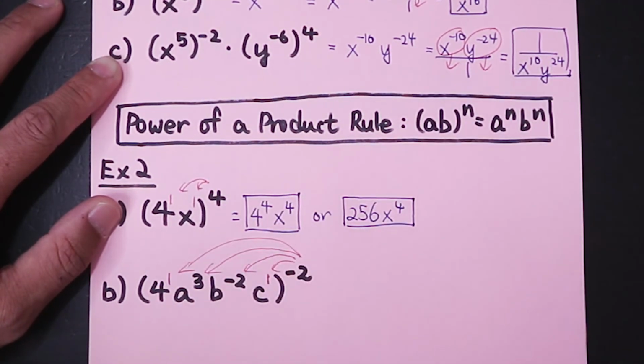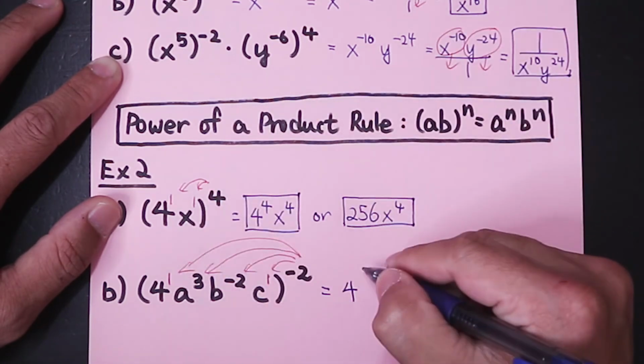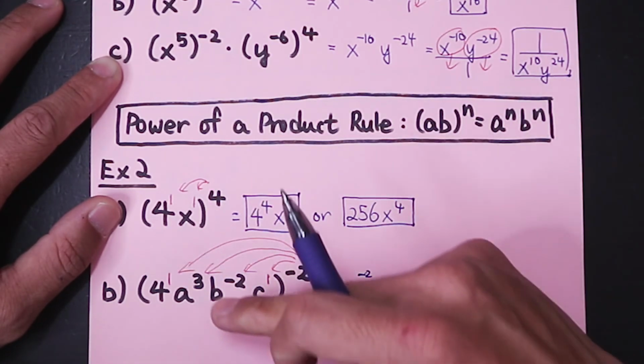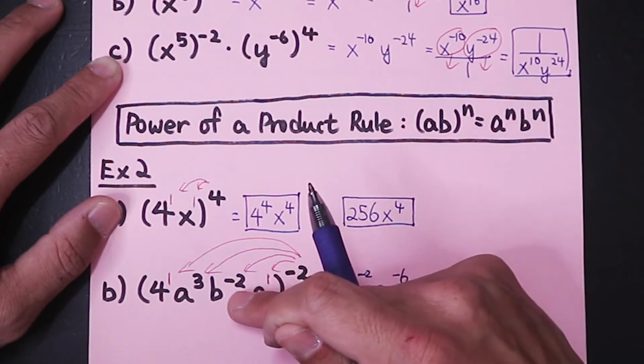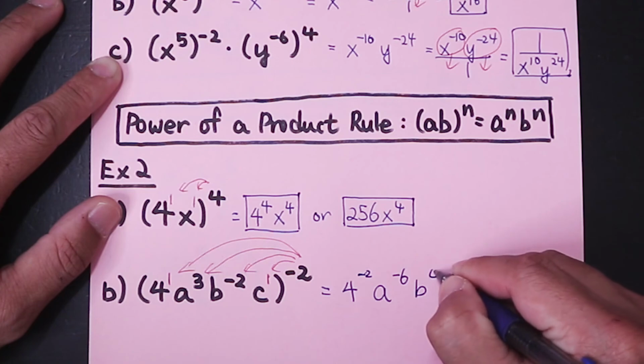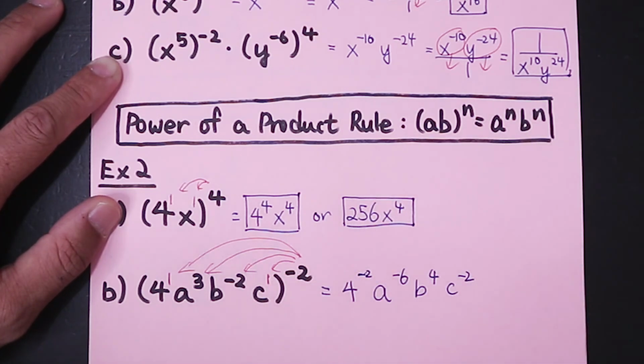Okay. Now you're going to keep the base the same, so you're going to have 4 to the negative 2 times 1, which is negative 2. For the base a, you do 3 times negative 2, which is negative 6 power. For the base b, you do negative 2 times negative 2, which is positive 4. And then for the base c, it's 1 times negative 2, which is negative 2nd power.